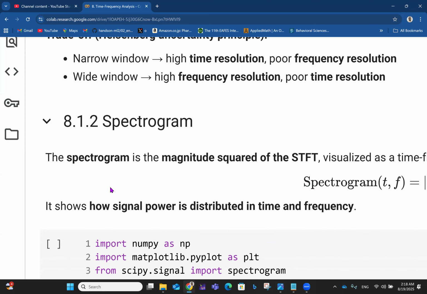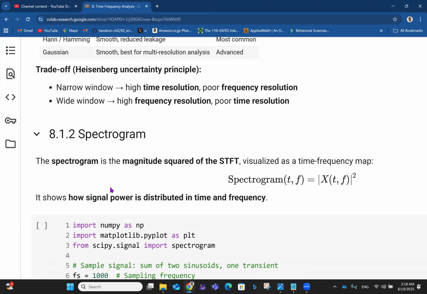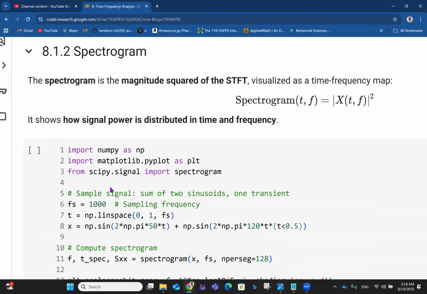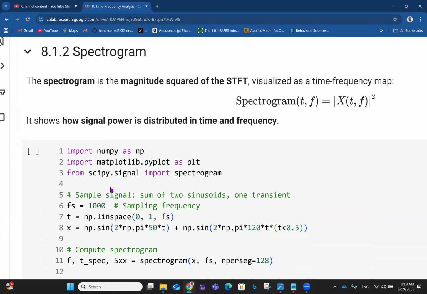Okay, so let's talk about the spectrogram. A spectrogram is the magnitude squared. It is the square of the magnitude of the short-time Fourier transform, and it is visualized as a time frequency map as we're going to see very soon.